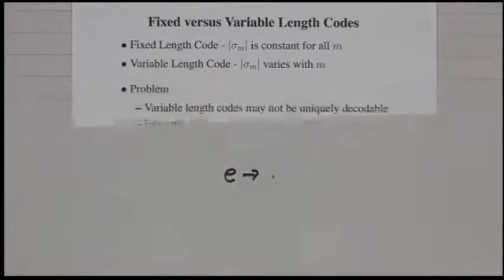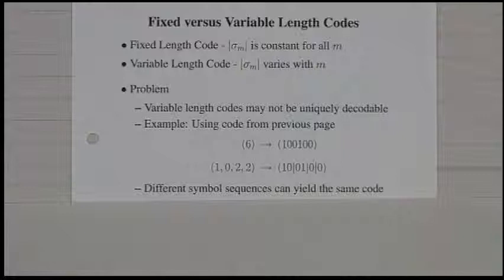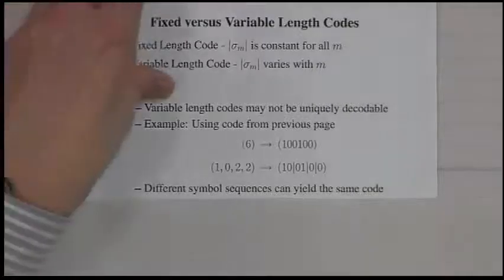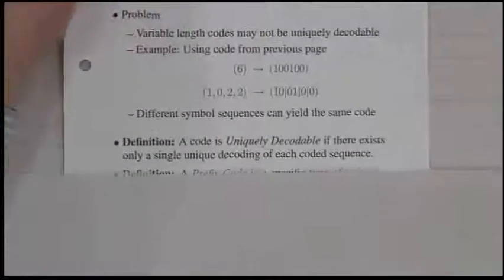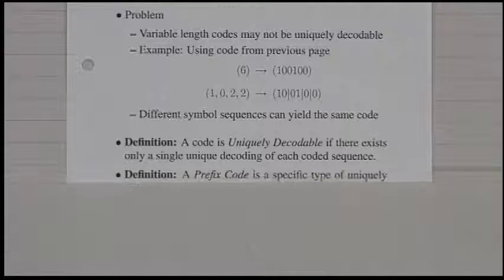Now, that's the general strategy: you're going to try to map the commonly occurring symbols to short sequences. But you also have to meet other constraints. Each symbol sequence has to be different, and each binary sequence has to be different. Each code has to be different. But in addition, it's got to be decodable. So what are you going to do? The first thing we need is a definition. A code is uniquely decodable if there exists only a single unique decoding of each coded sequence. So we want it to be uniquely decodable.